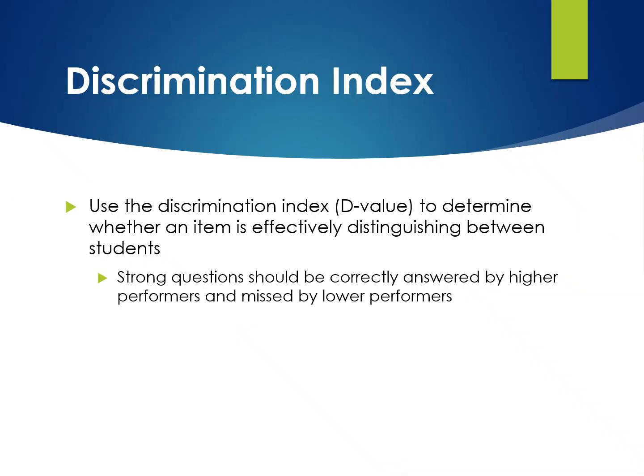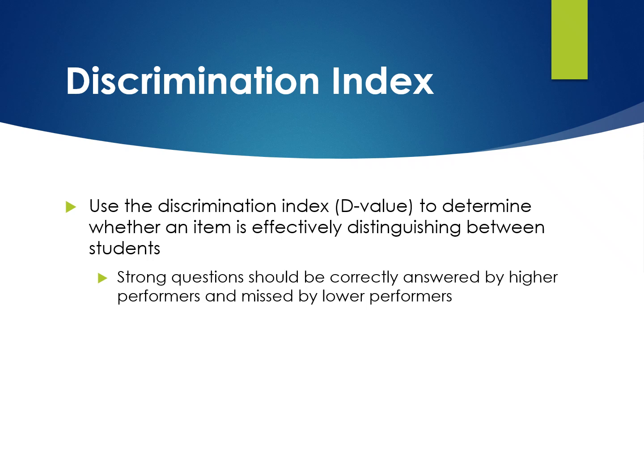Now on the other end of the spectrum, let's talk about the discrimination index, or the D-value. This metric tells us how well a question separates high-performing students from low-performing ones. Here's the idea behind it. A strong test question should be answered correctly by students who understand the material, and missed by those who don't. If both groups perform the same on a question, it's not helping us distinguish who truly knows the content.